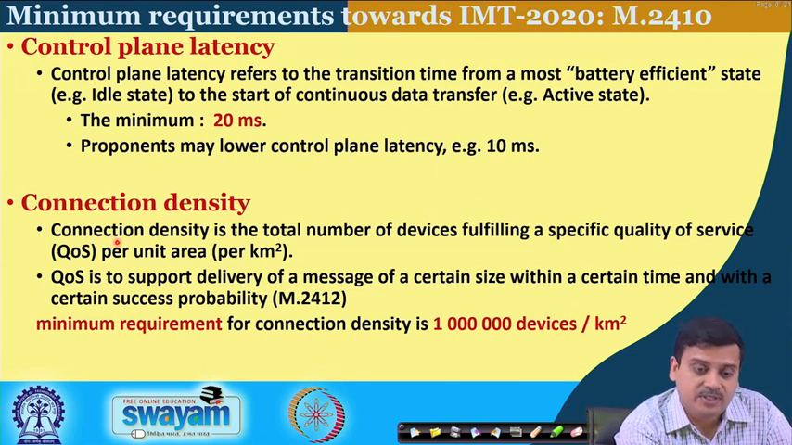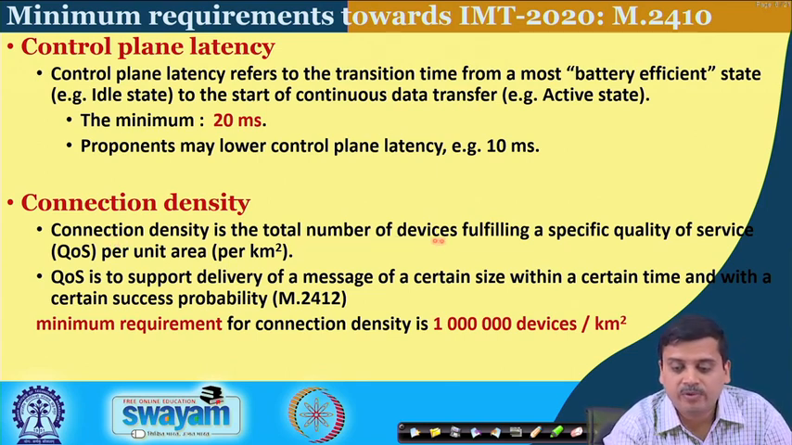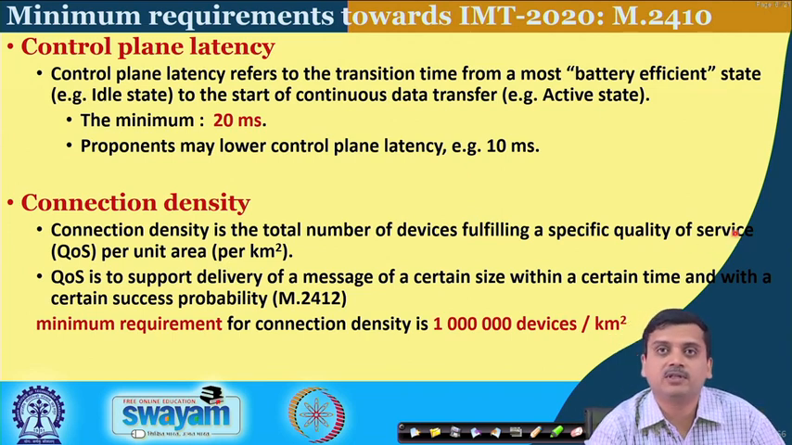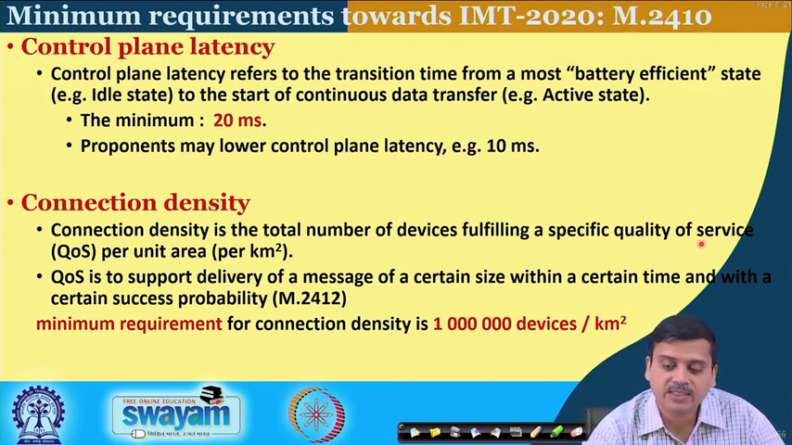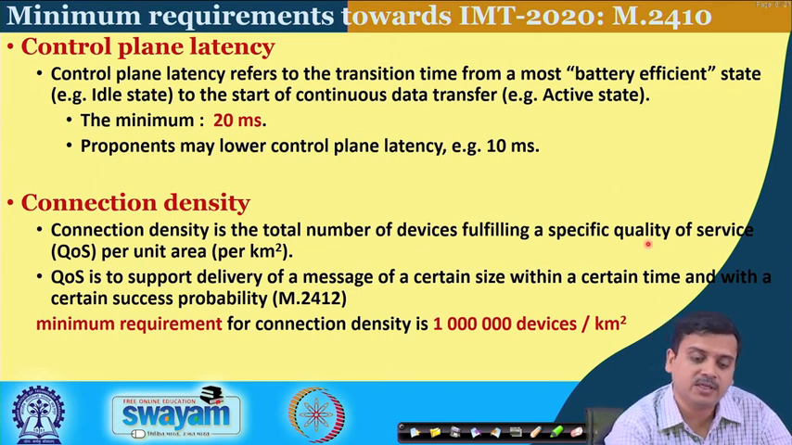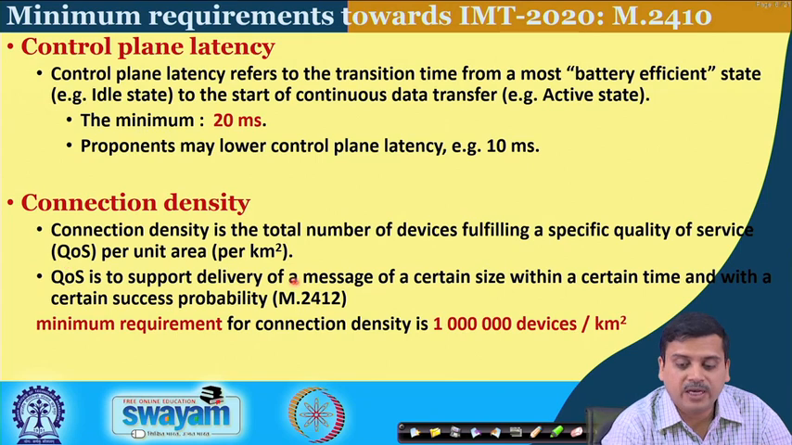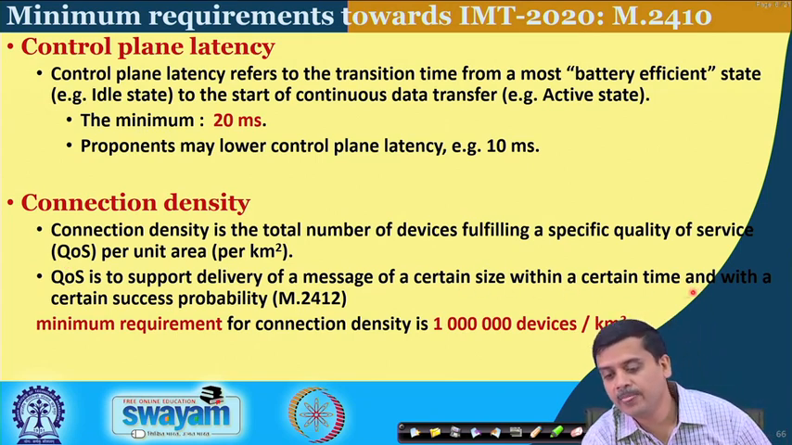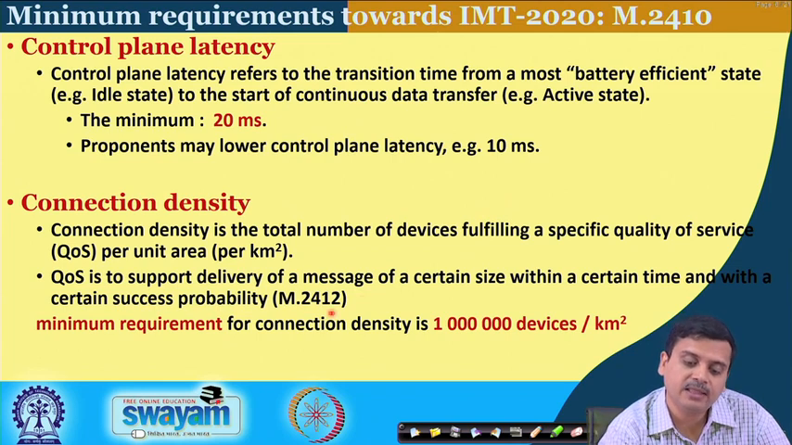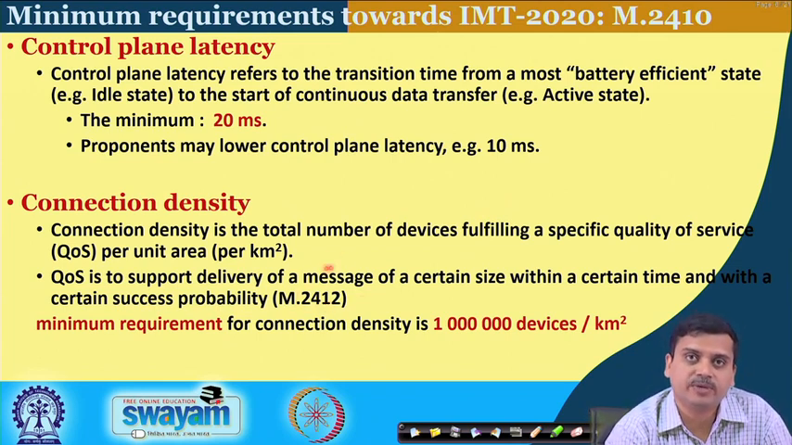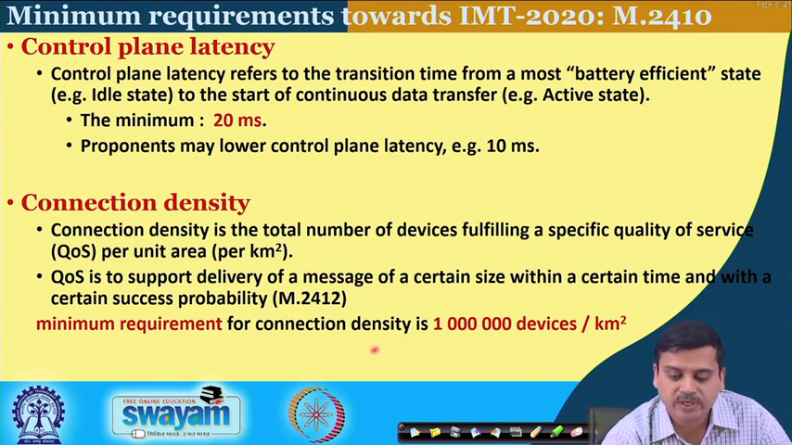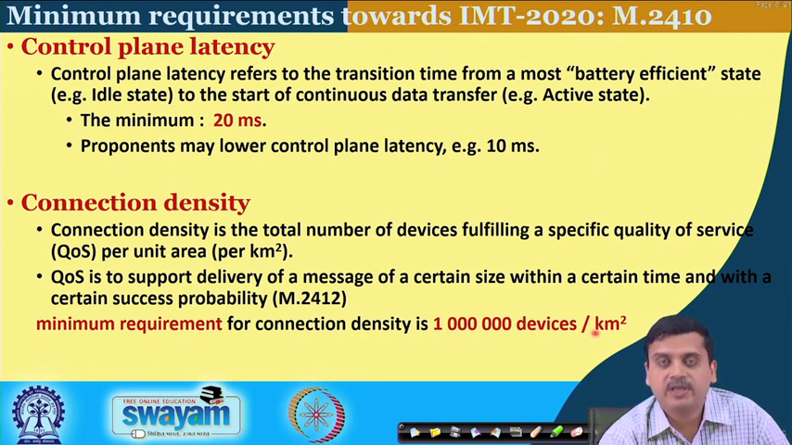Connection density is something which we have seen before in the graphs, is the total number of devices fulfilling a specific quality of service. So, it is not just the number of devices, it is the devices which satisfy the QoS per unit area. Whenever we give these numbers, the QoS support is always to be taken into account, and QoS is to support delivery of message of a certain size within a certain time and with up to a certain success probability. Again, these are defined in 2412. So, this defines the specific method of calculating QoS, and the minimum requirement for connection density is 1 million devices per kilometer squared.